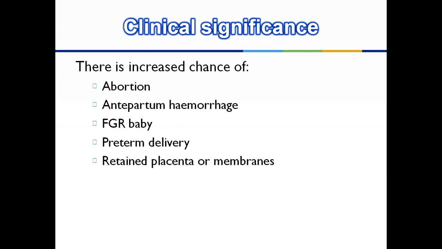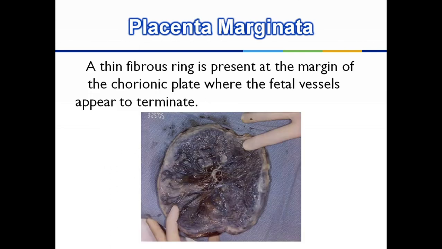The peripheral zone outside the ring is thicker and the edge is elevated and rounded. The clinical significance: there is increased chance of abortion, antepartum hemorrhage, fetal growth retardation, preterm delivery, and retained placenta or membranes. Second is the placenta marginata. A thin fibrous ring is present at the margin of the chorionic plate where the fetal vessels appear to terminate.